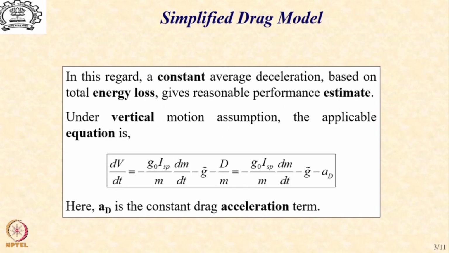Now in this model, the A_D term that I have introduced is going to be treated as a constant drag acceleration term, similar to a constant gravitational term that we have already introduced in the last lecture. Of course, we know that D by m is not a constant because the drag varies in a particular manner as a function of altitude and velocity, while the mass varies as per the burn rate introduced. So obviously D by m, which is the actual acceleration at each time instant, will vary along the trajectory.